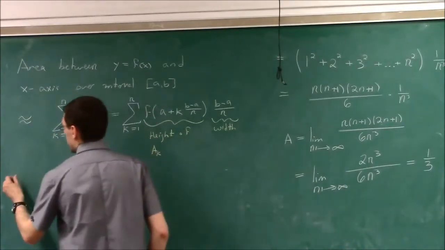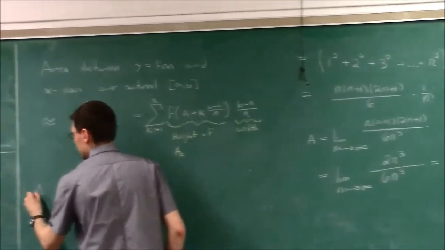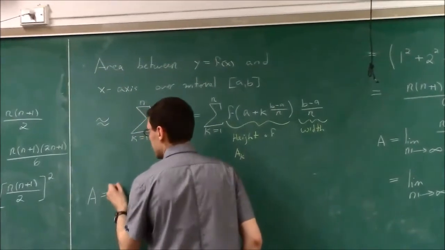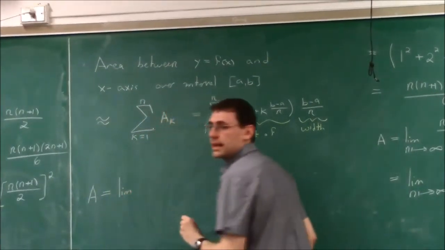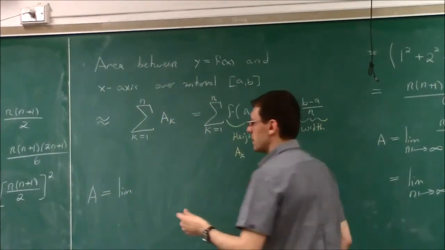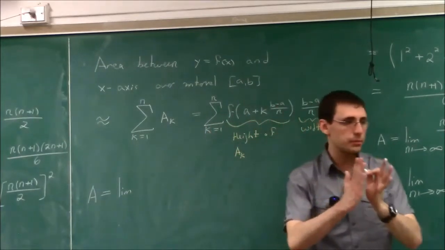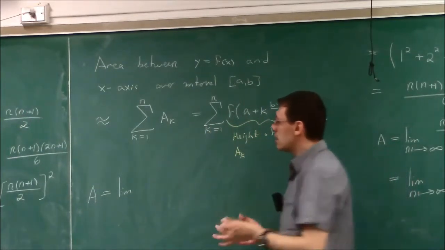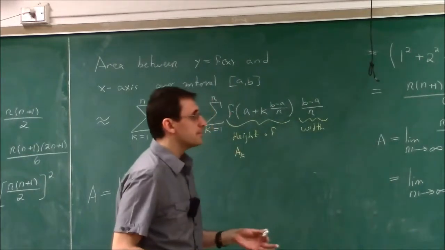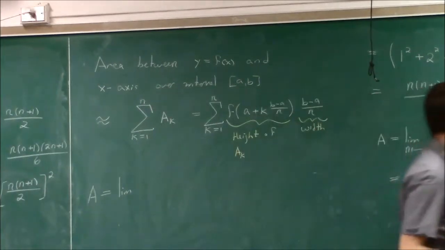And the area is equal to the limit as the number of rectangles goes to infinity, so that the rectangles get more and more thin, and you get more and more of them. Can you picture this? Can you see what's happening?